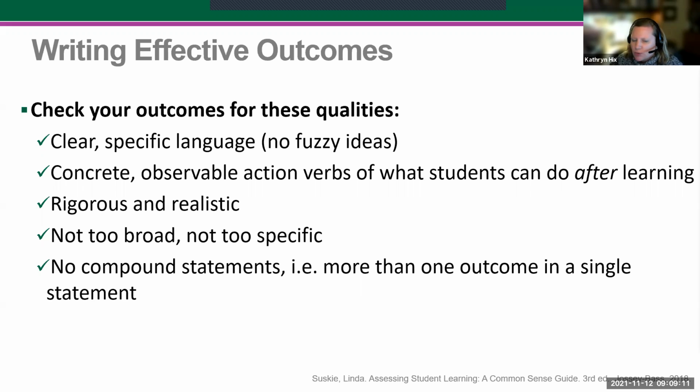We want to make sure that we're using action verbs that are specific, that are discrete. One particular thing, we can't have compound outcomes where there are multiple tasks or multiple concepts that the students need to learn within the same outcome. Each one should have a single verb and then a result. What can the students do after they've learned or received the content that you've given them?